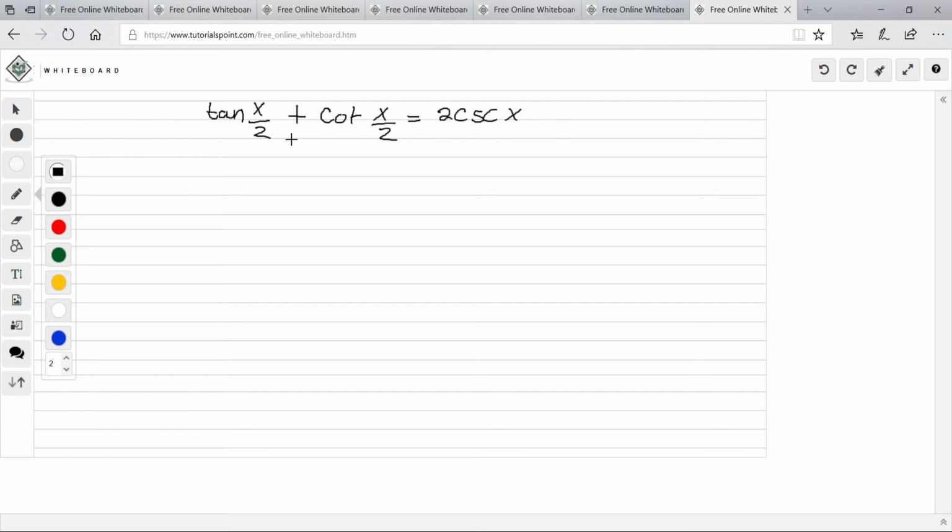So I will start on the left side, and then I will use two different half angle identities.